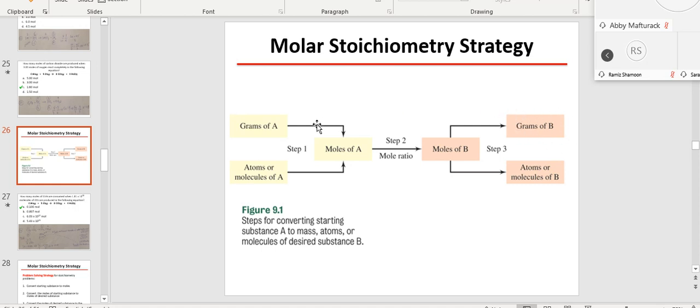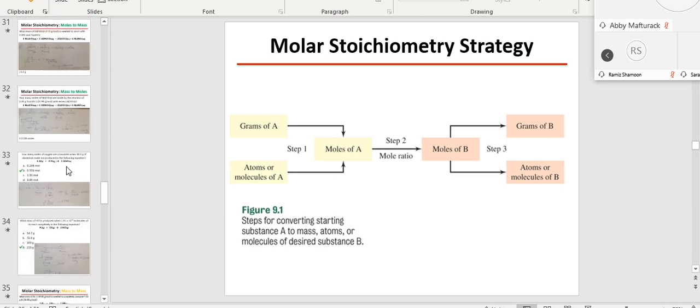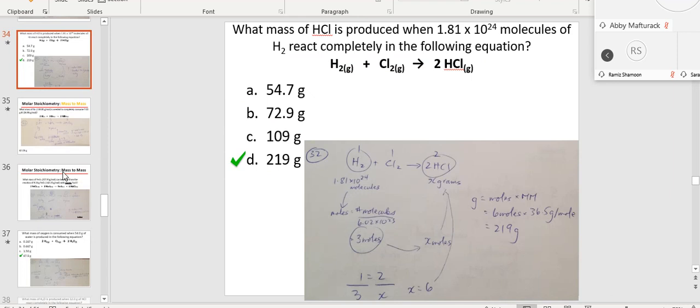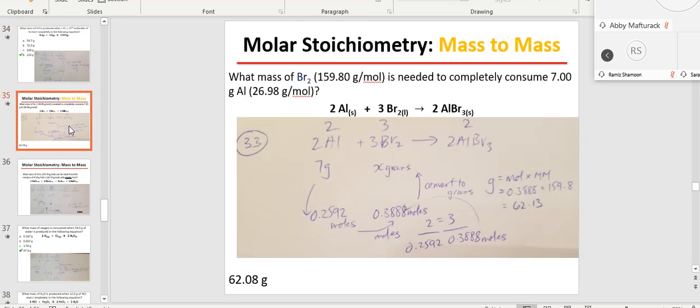Basically, you've got to convert grams to moles, then do your box, and then you've got another conversion at the end. So these ones have 2 conversions, and in the middle, you do your box. Have a look here. What mass of bromine, which is 159.8 grams per mole, that's a molar mass, is needed to completely consume 7 grams of aluminum?